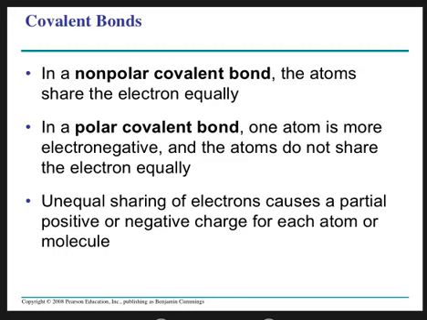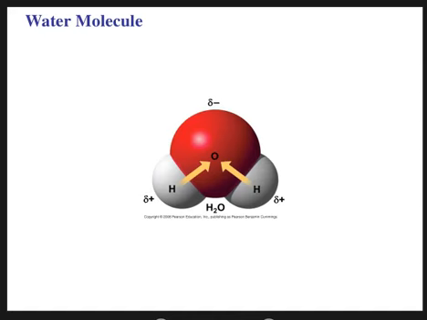The opposite of that is a polar covalent bond. In a polar covalent bond, one atom is more electronegative, and therefore the electrons are closer to it, and they aren't shared equally with the other atom. So this unequal sharing of electrons causes partial charges. It's not a full "I've stolen your electron and now I have an extra electron and I'm fully negative." No. What it means is the electron is just a little bit closer to this atom and therefore it's partially negative.